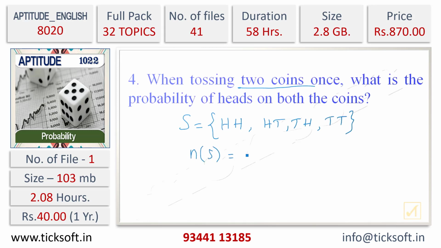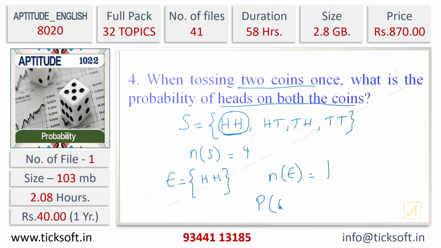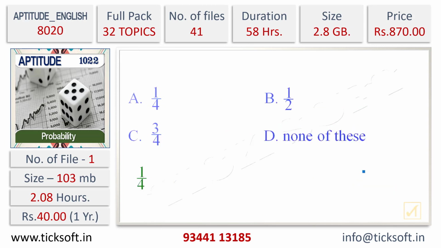So hence n of S will be equal to 4. And now listen, we have to find the probability of heads on both coins. So here heads on both coins is possible only when this event occurs. That is HH is the only possibility. So therefore if we take the name of the event as E, then we will get only this element in that set. So hence n of E is equal to only 1. Hence the probability of getting this event will be equal to n of E divided by n of S. So n of E is 1 and n of S is 4. Hence the required answer is 1 by 4. That is, out of these 4 options, option A 1 by 4 is the correct answer.